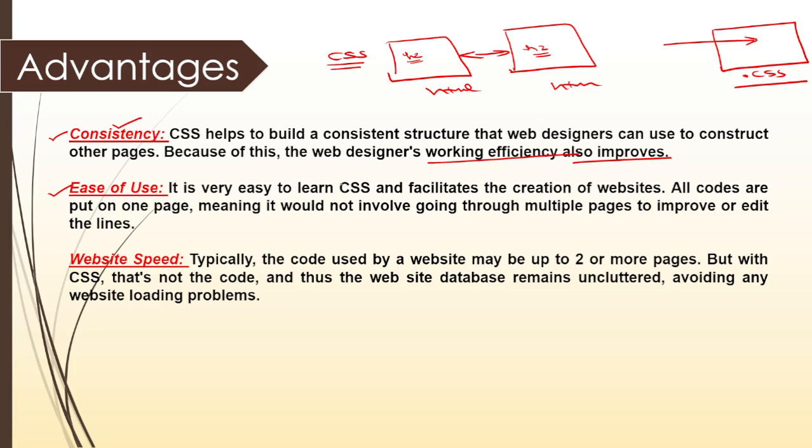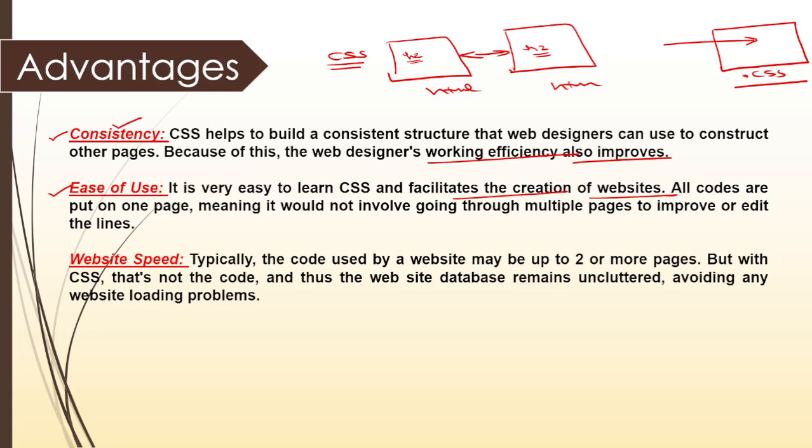Next advantage is ease of use. CSS is very simple and very easy to use, and it facilitates the creation of websites. As we have discussed in previous lectures, with the help of HTML we can just create the web pages. We can just create the basic outline, or the basic structure of a web page. But when we add cascading style sheets to our HTML page, it helps us make it more interactive and more attractive. So that's why we write here that it facilitates the creation of the website.